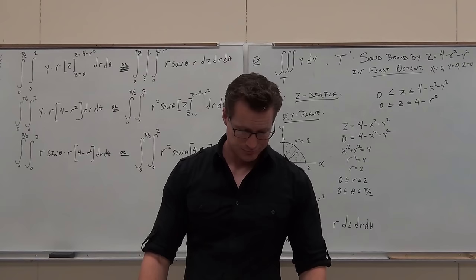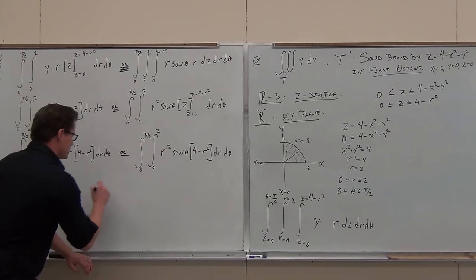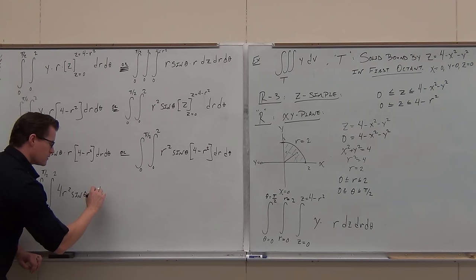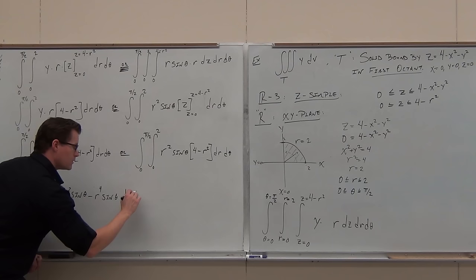Yeah, you're going to have to. So if you distribute, we get this. Either way you go, I see a 4r squared sine theta coming out of there. Minus what? r squared. R squared, then check that again. r to the fourth sine theta dr d theta. We haven't integrated with respect to r yet, so you've got to leave that in there.